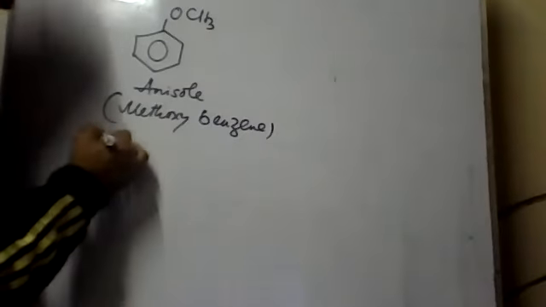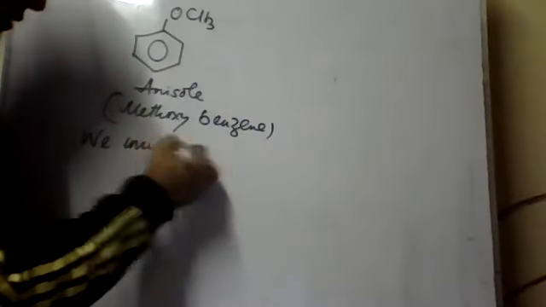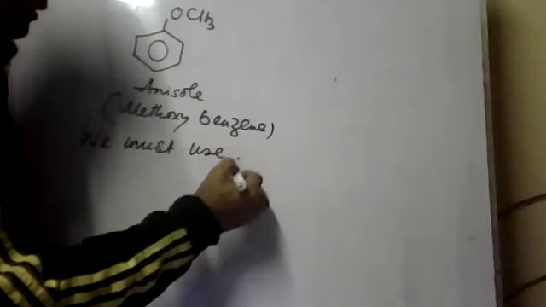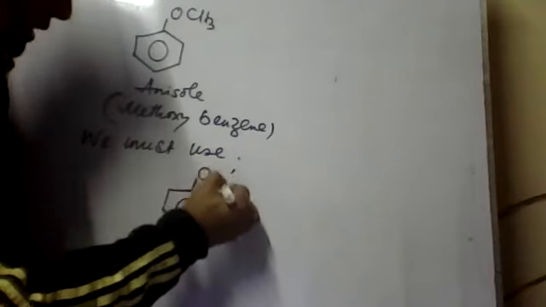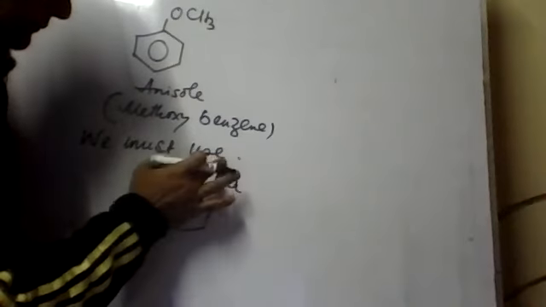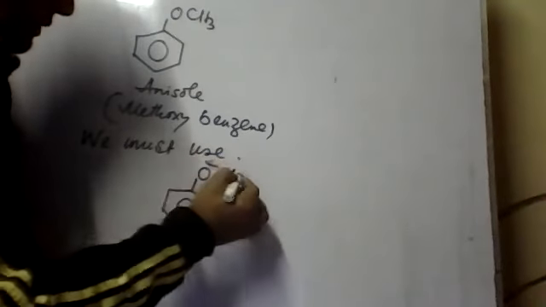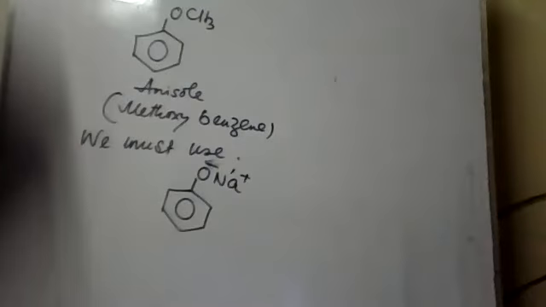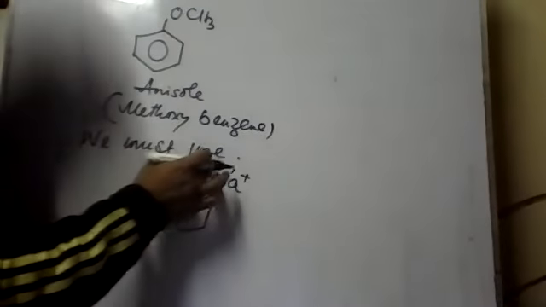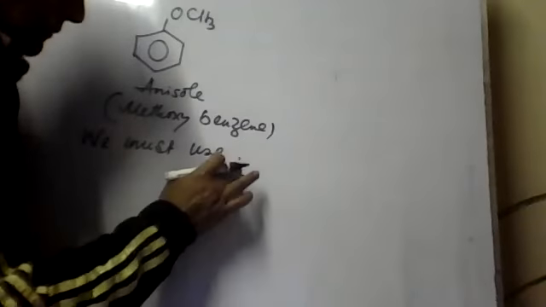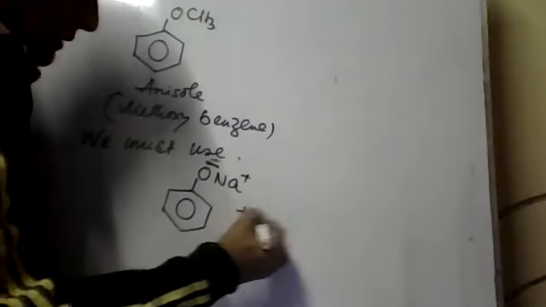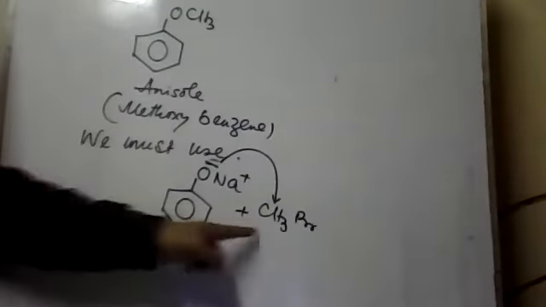Now we must use sodium phenoxide, O negative Na positive. It is the sodium salt of phenol; it was alcohol, now it is the sodium salt of phenol, plus CH3Br. This will attack, and it is an SN2 attack because it is a primary haloalkane.